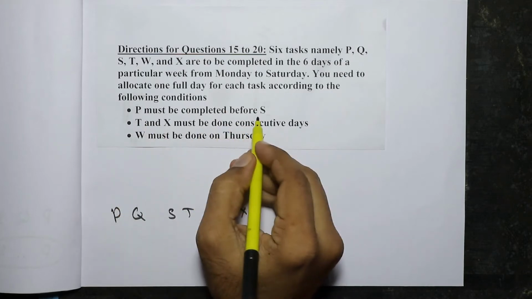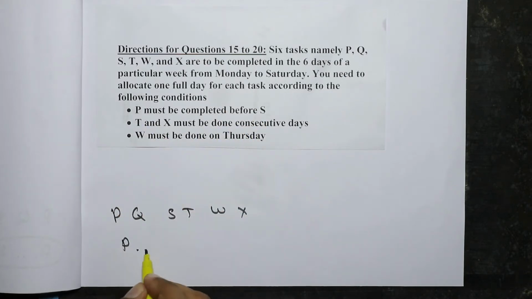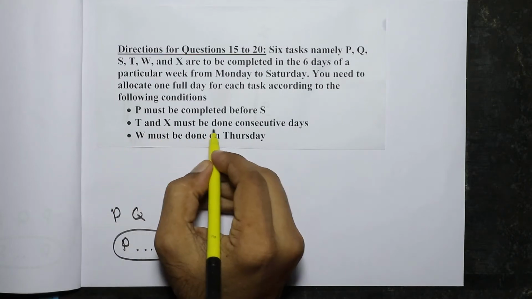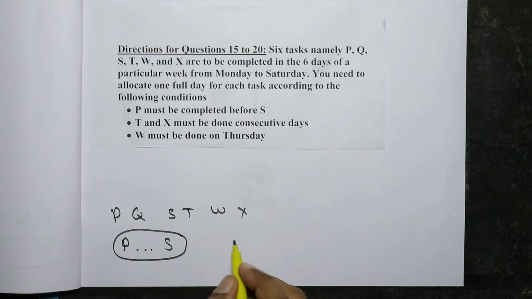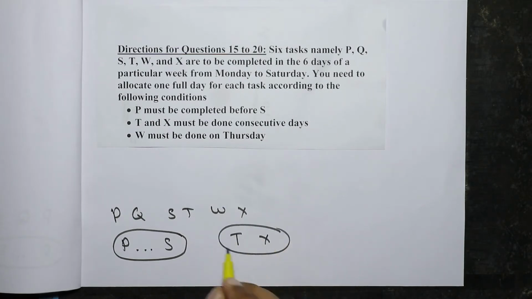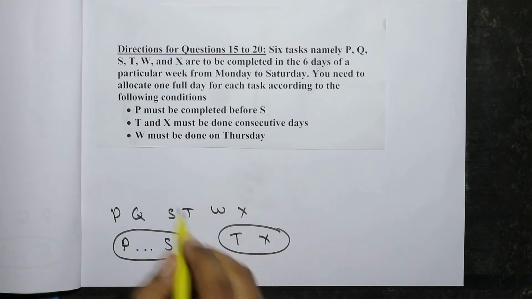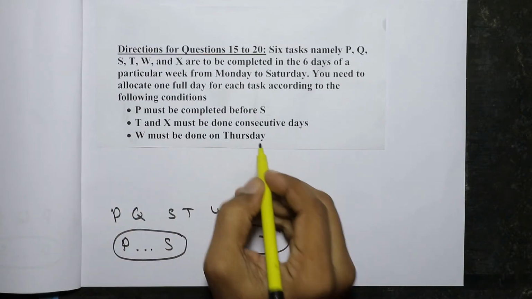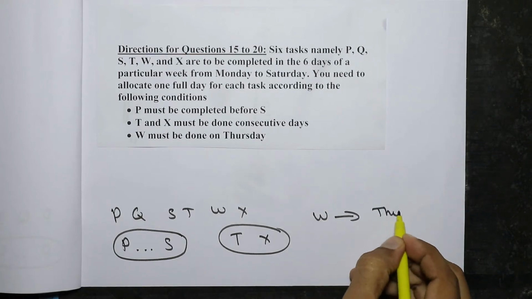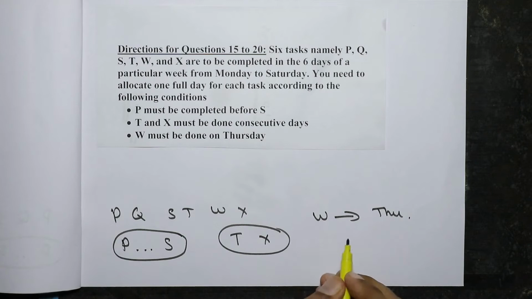P must be completed before S. So P should be done before S. It may be the day before the day S is done, but sometime before S. T and X must be done on consecutive days. It can be TX or XT. W must be done on Thursday. Now we have got all the information. We can start now.